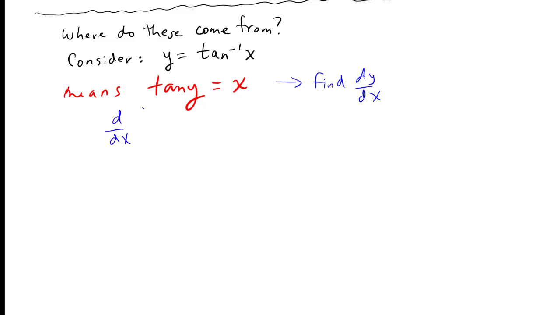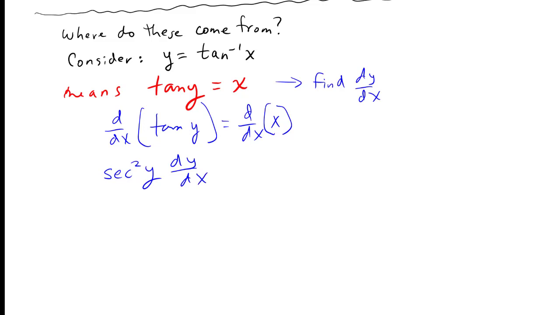So if we do the derivative of tan y equals the derivative of x, and this is implicit now, so the derivative of tan y is then secant squared y times dy dx, and that would equal 1, meaning that dy dx would be 1 over secant squared y. But since secant is 1 over cosine, this is actually just cosine squared y. Now that certainly doesn't look like what we've said the derivative of inverse tan is.